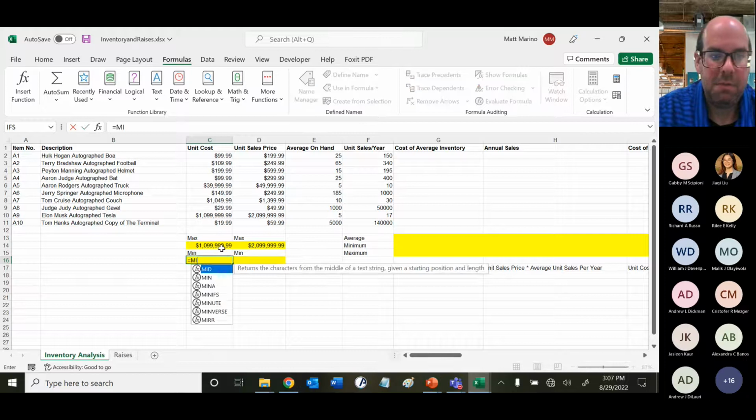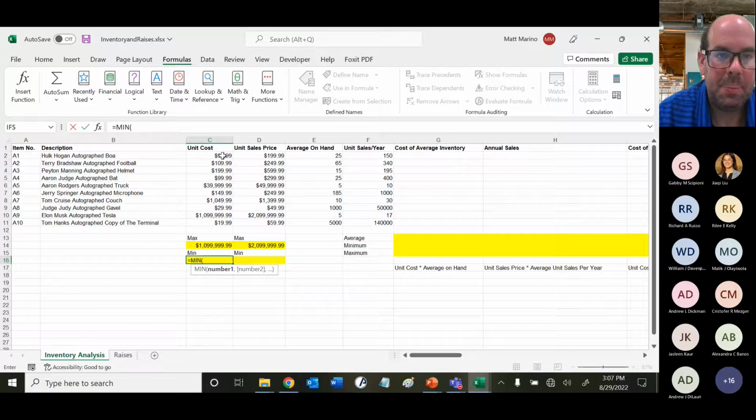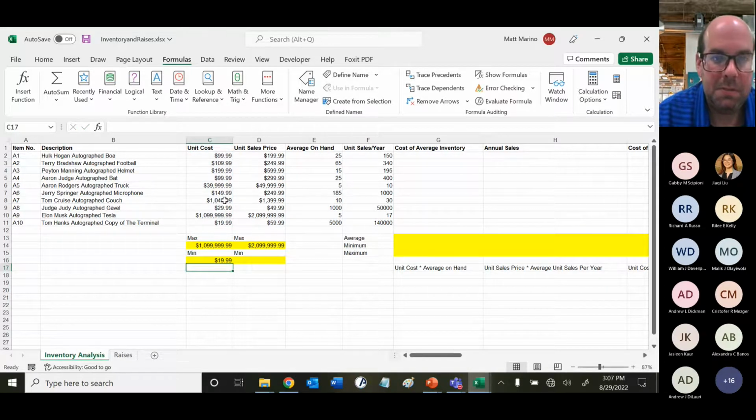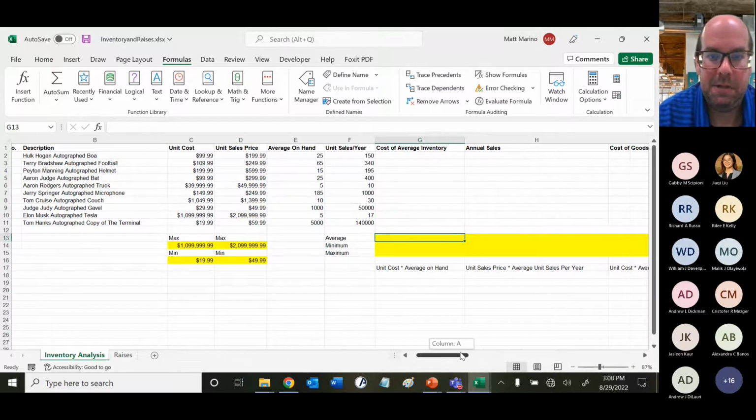And we do the same for our min. Equals min, parenthesis, highlight our range, close parenthesis. We notice our minimum cost is the Tom Hanks autograph movie for $19. Drag it over to autofill the same way. And our minimum here is our Judge Judy autographed gavel. Simple enough.